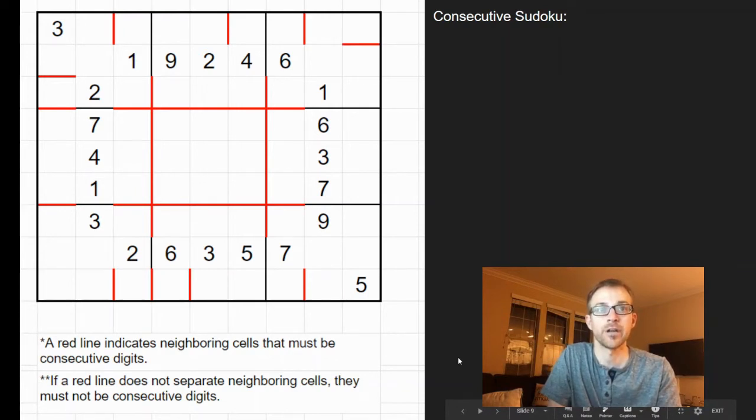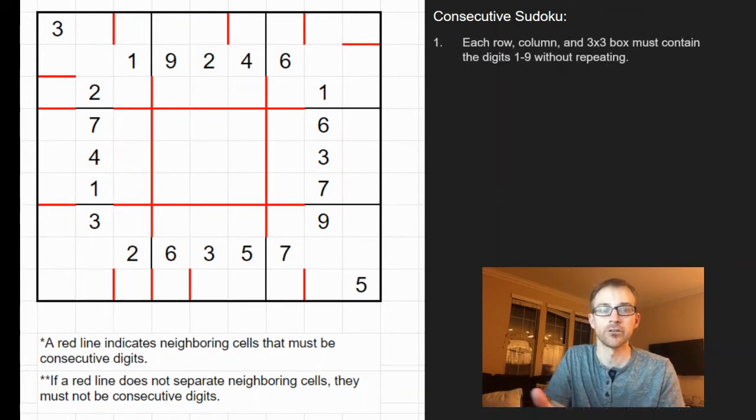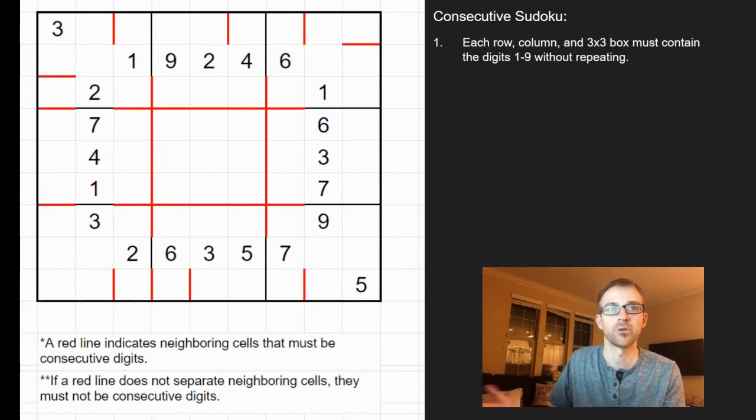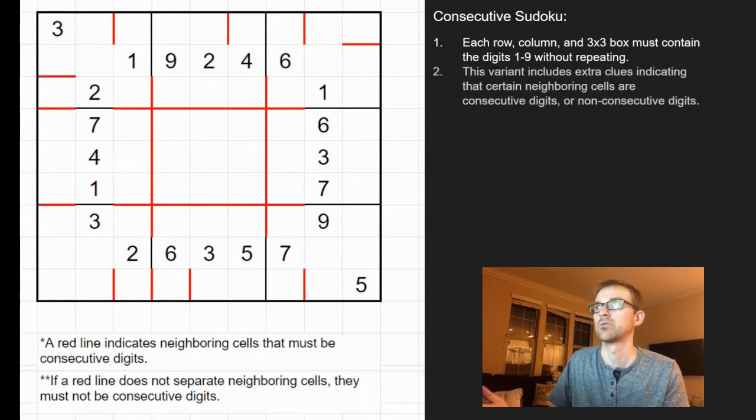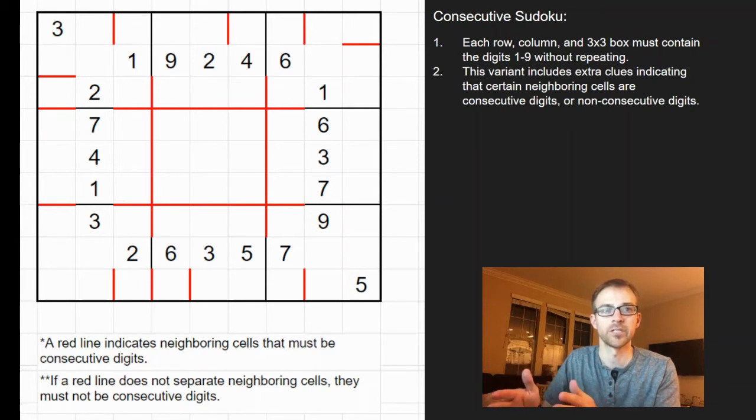This one is on consecutive, also known as non-consecutive Sudoku. It's a fun little twist on the regular Sudoku rules. Just like in regular Sudoku, all the rows, columns, and 3x3 boxes must have digits 1 through 9. But the added clues are that some neighboring cells are going to be consecutive digits and others are going to be non-consecutive digits.